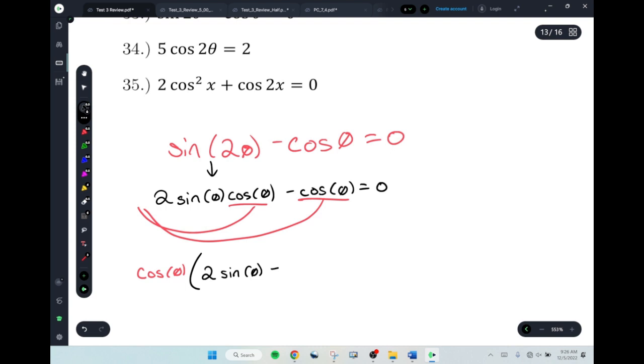So what if you take a cosine out of a cosine, what are you left with? 1, not 0, right? That's important. And if you make it a 0 and try to distribute, you're not going to end up with the same thing. If you make it a 1 and you distribute, you get the same thing.